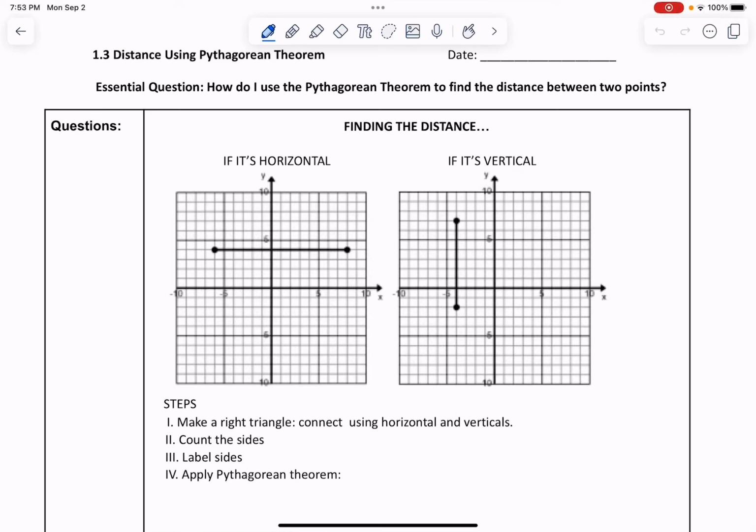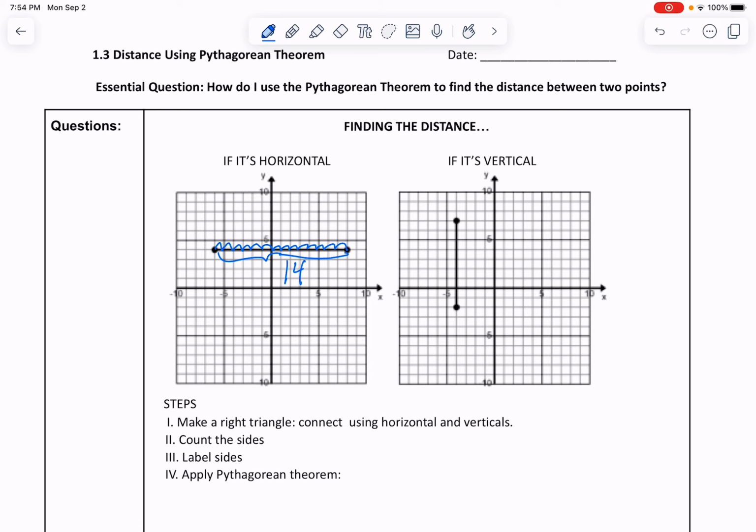Okay, these are the notes on using the Pythagorean theorem to find the distance between 2 points. So, on a coordinate plane, when the distance is horizontal, it's super easy. We can just count. We make our little hops. 2, 3, 4, 5, 6, 7, 8, 9, 10, 11, 12, 13, 14. So the distance for this is 14 units.